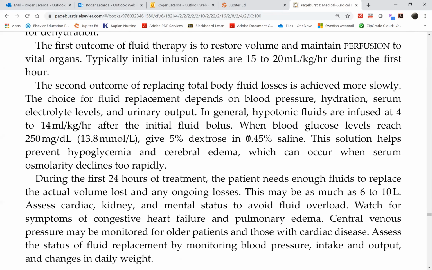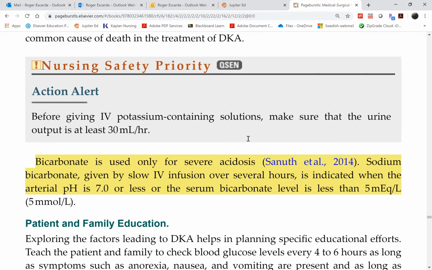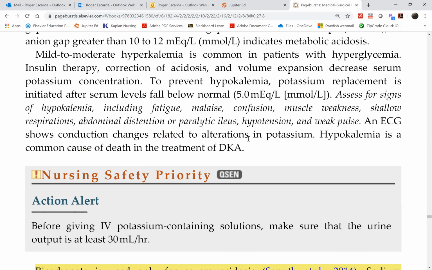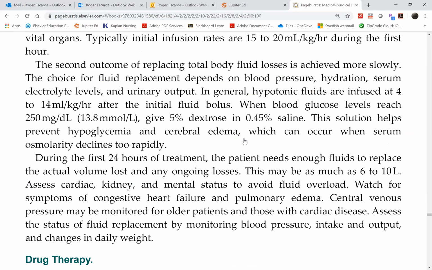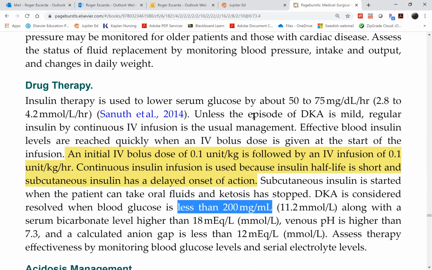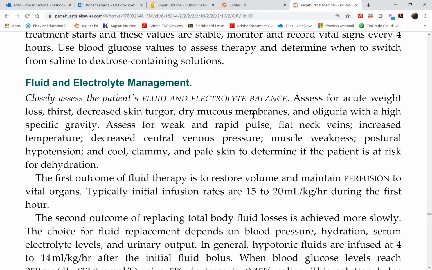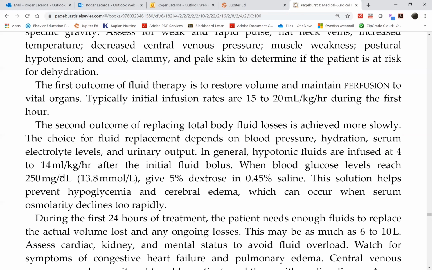Any question? That's DKA. And then you just continue to monitor until we reach here. If we reach less than 200, this is now considered resolved. So DKA is over. And as far as the fluids are concerned, once you hit 250 or less, we change the fluid again. So we switch from hypotonic this time, we give D5 half normal saline.